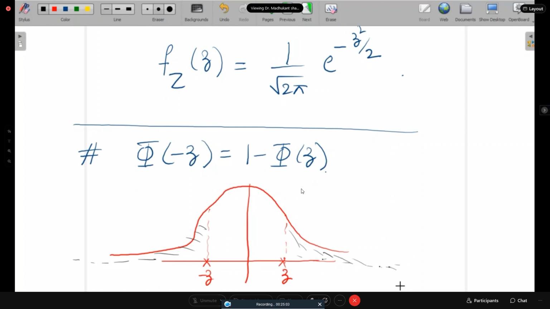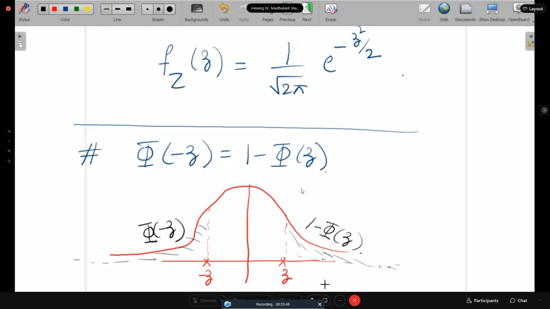You can look at the actual integral as well, change the limits, use the substitution method, and prove it mathematically. Above the line x equals 0, the area covered before minus z is the same as the area covered after z. So this is phi of minus z and this is 1 minus phi of z, so both will be the same. That's what it means. This relation is very important because we have the standard normal table only for positive values.